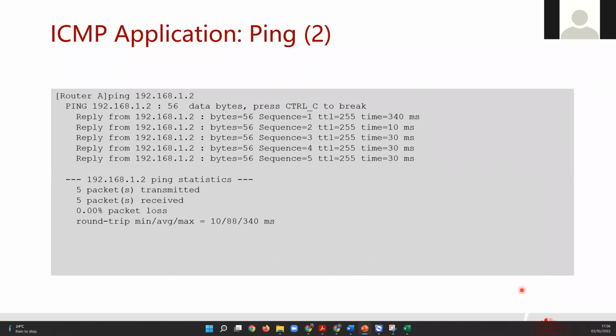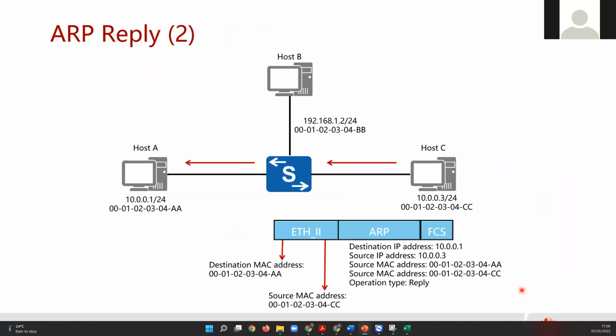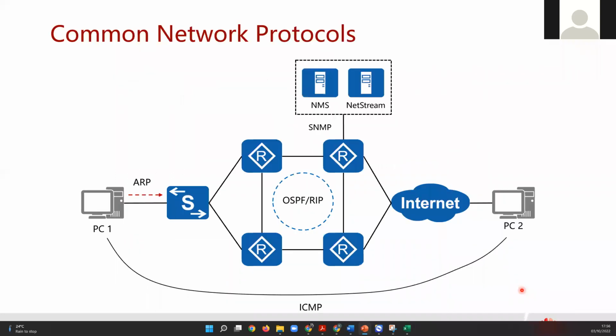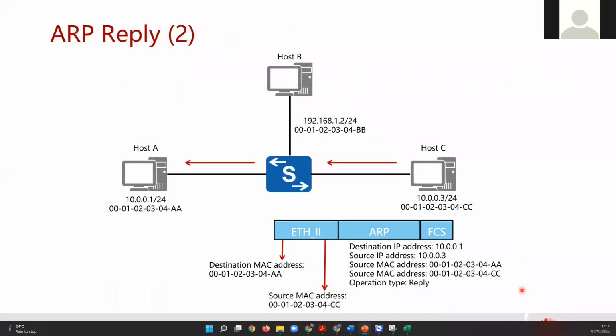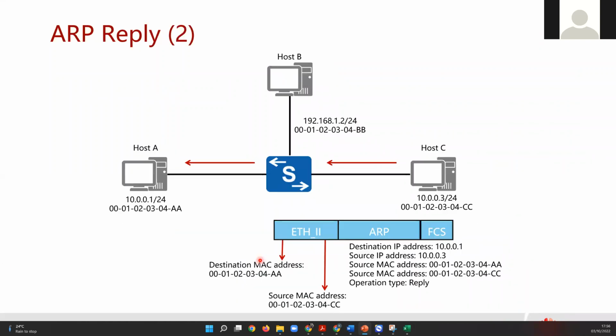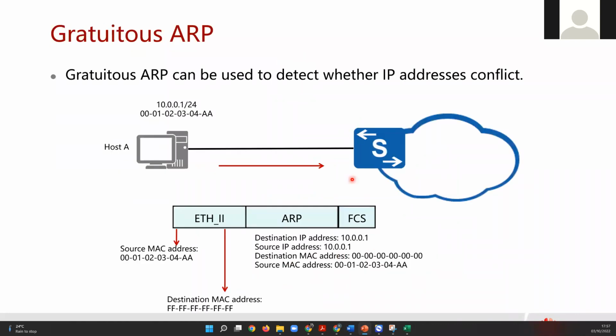Somebody is asking how many ARP messages there are. So what do you mean by how many ARP messages? There's usually an ARP request that goes from the host. That is one ARP message. Then the host actually responds with another. So you can see this is the first message, you can see this one here. Then we have the second, which is the reply. And now we have the gratuitous ARP, which is used to detect conflict.